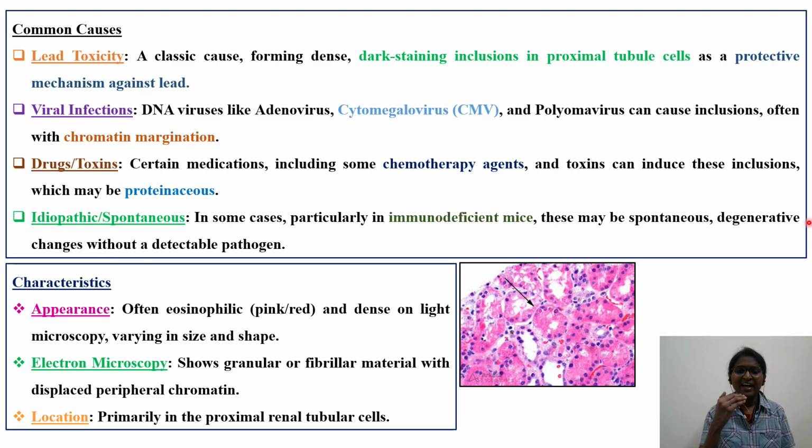Okay, so the characteristic features of these inclusion bodies: the appearance is often eosinophilic, pink or red. As I told you, you can see this arrow marker, and they are dense on light microscopy, varying in size and shape. In certain places it is very small, in certain places it is very big. Once you observe the same slide under electron microscopy, it will show granular and fibrillar material with displaced peripheral chromatin. And as I told you, the part of the kidney it is primarily affecting is the proximal renal tubular cells, that you have to remember.